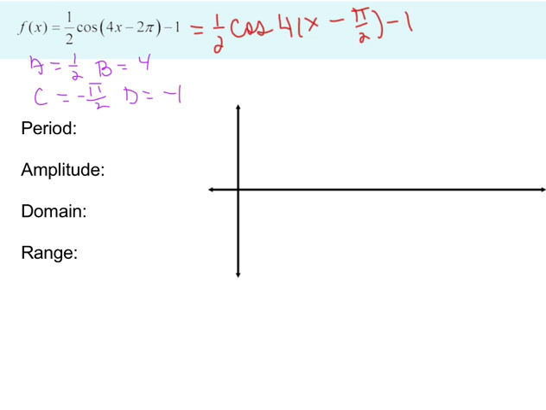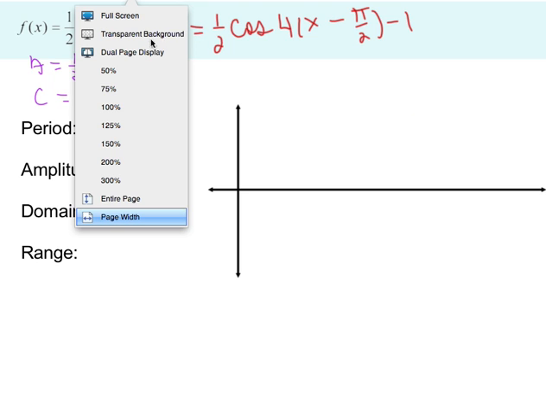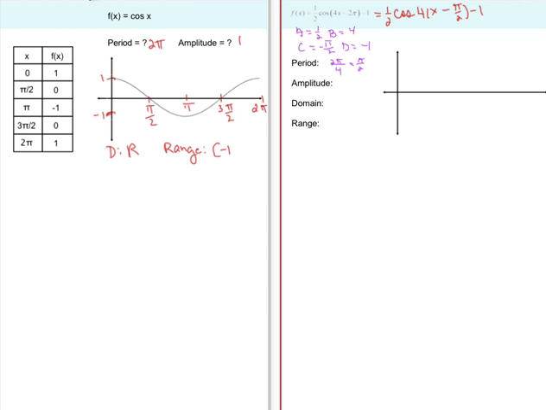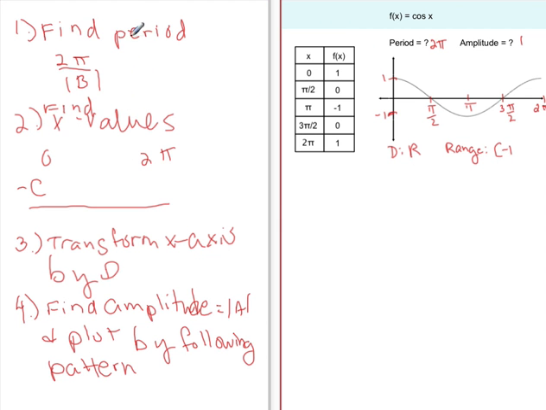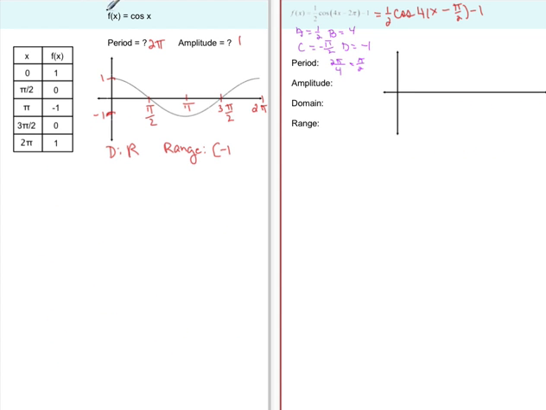So my period, that's the first thing, remember, we had to do. We have to determine our period. It's going to be the period of my parent function, which in this case is cosine. So 2 pi over b, and b is 4. So my period is pi over 2. All right, that was step 1. Now let's go back and look just to make sure we're following this the way we want to do. So remember, we first found the period. The next thing we did was we found the values on the x-axis. So let's work on that.